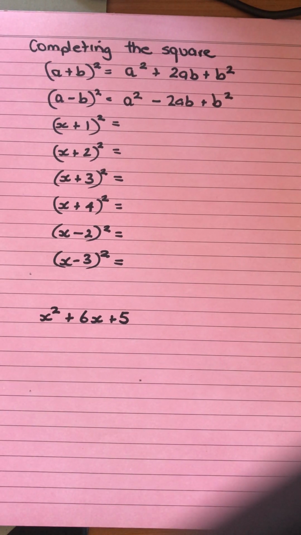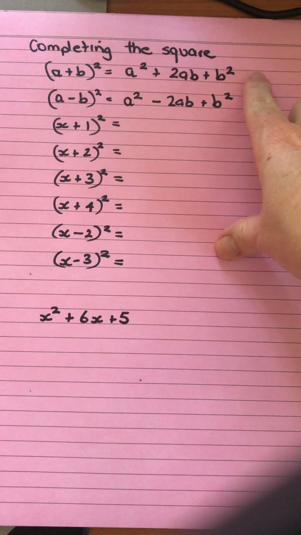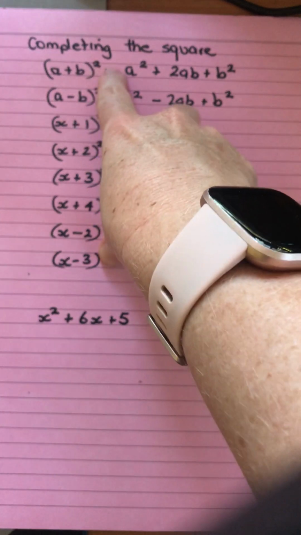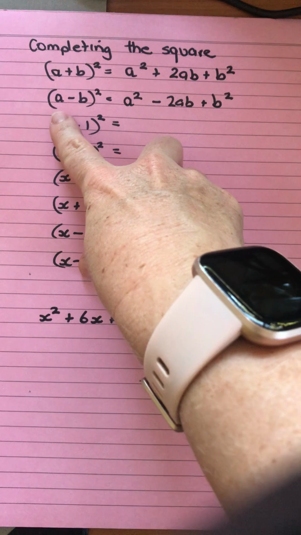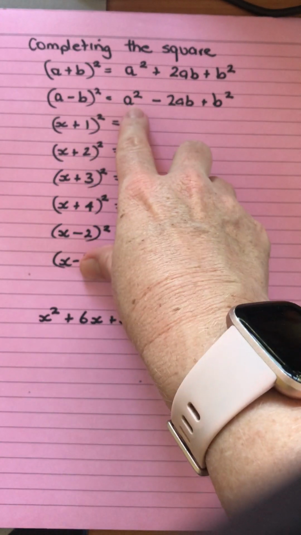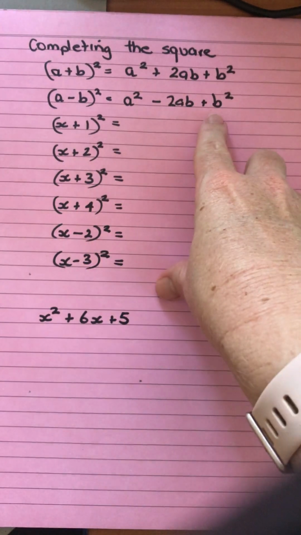perfect square. So a perfect square is where you have a bracket and inside the bracket two terms and it's raised to a power of 2. So we've got our two basic types that we've got here. (a + b)² is equal to a² + 2ab + b², and we've got (a − b)² is a² − 2ab + b².